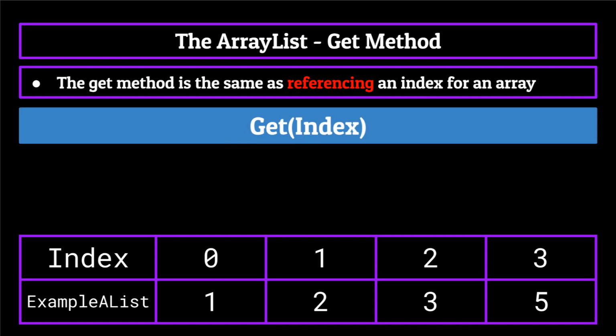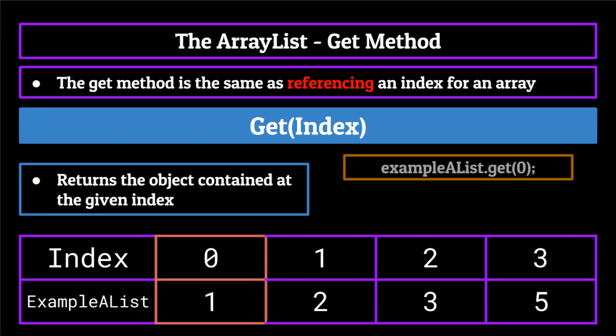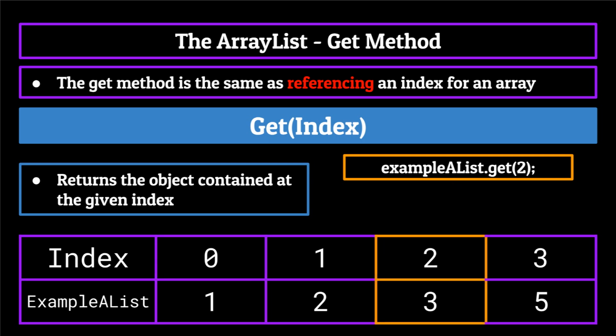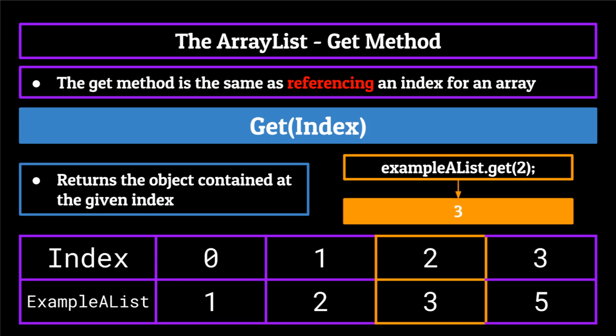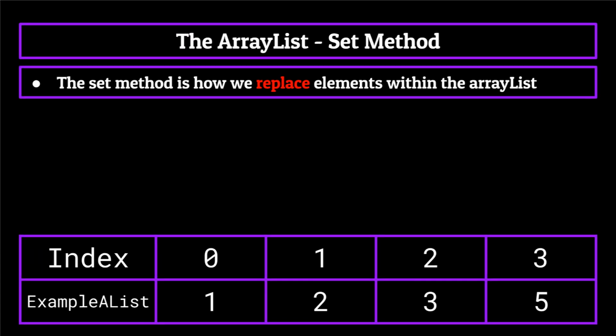It takes in an index location and will return back to you the value at that location. So example ArrayList.get with an argument of 0 would return 1. Example ArrayList.get with an argument of 2 would return 3, and so on. The next method is the set method, which is how we replace elements within an array list.